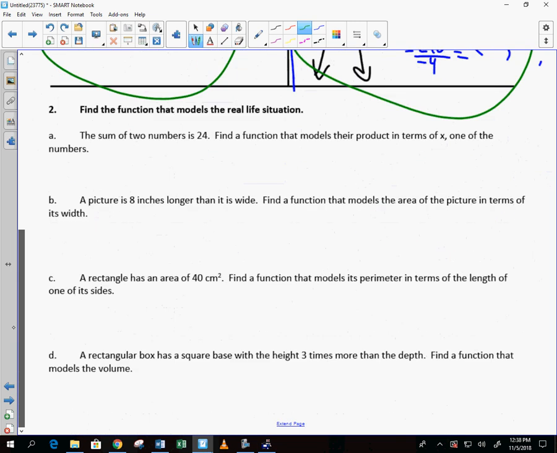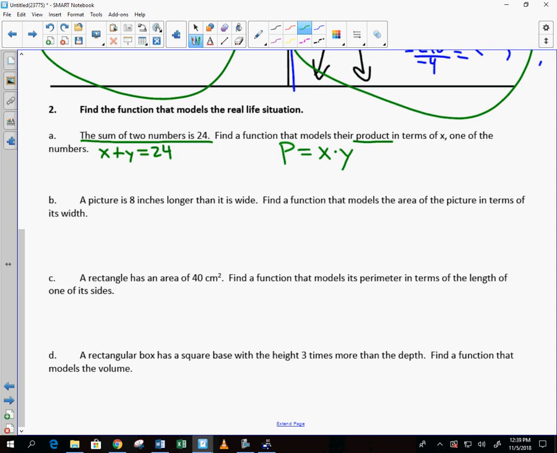We are going to practice those pieces. We're going to do 4 examples. It says the sum of 2 numbers is 24. Find a function that models their product. Product means what? Multiply. So product equals, well, let's start here. 2 numbers summed to 24. What's an expression that would model 2 numbers summing to 24? X plus Y is 24. Good. I want to write an expression for the product of those 2 numbers. So the product would be X times Y.